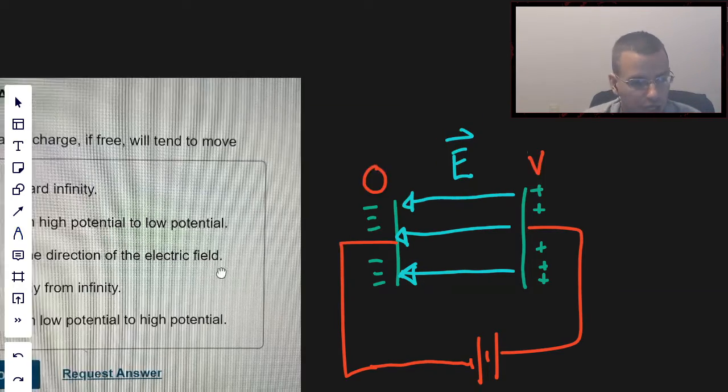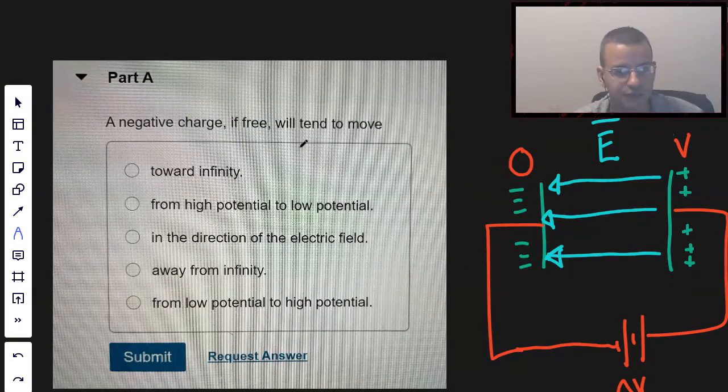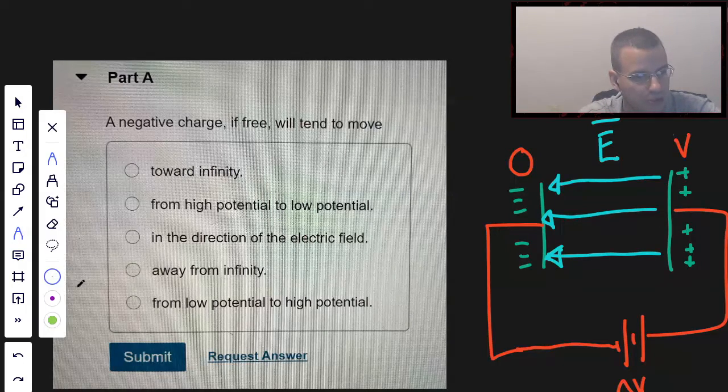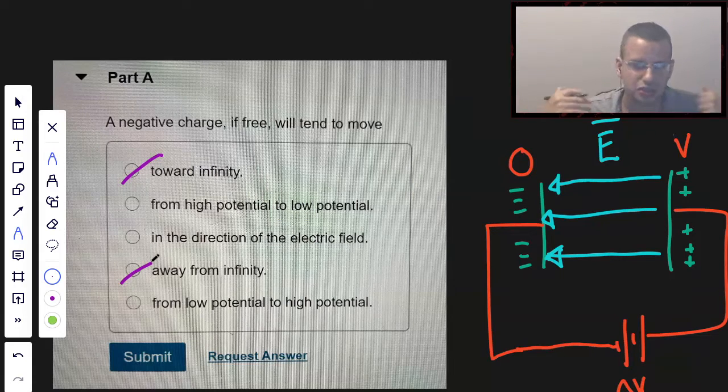All right, so the concept is there. A negative charge, if free, will tend to move. I'm just going to cross out the toward infinity or away from infinity. Infinity is just a point, and it really means nothing. It's like saying it moves towards 3 meters. Why? What's special about 3 meters? Nothing. It's just an arbitrary point. Well, what about 6 inches? Why does it move towards 6 inches instead? No. Infinity is just a point.